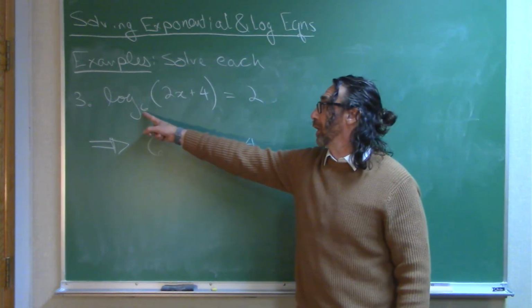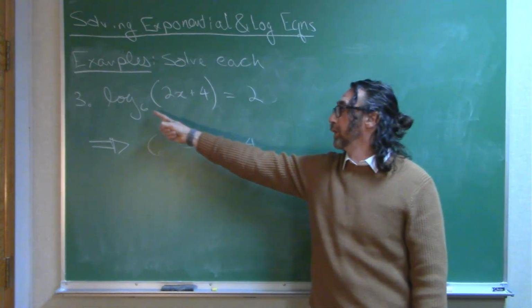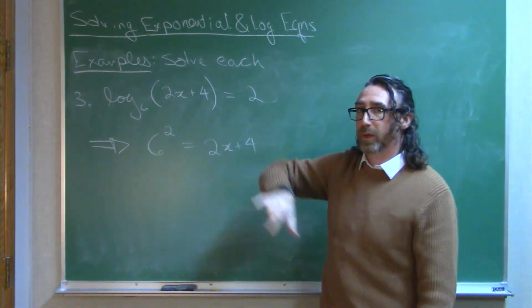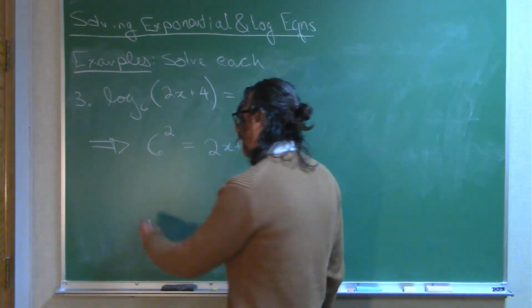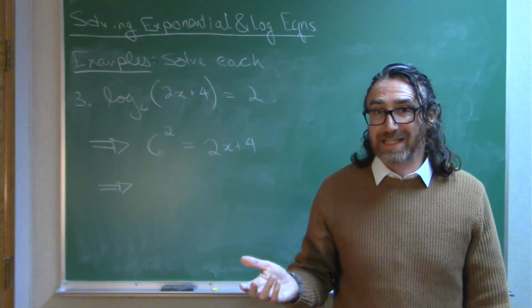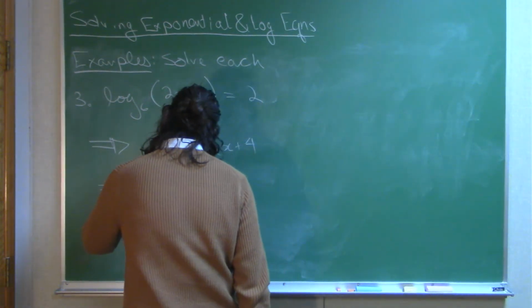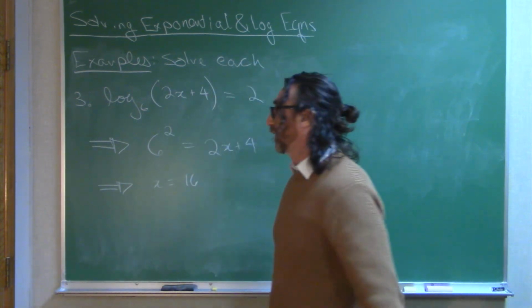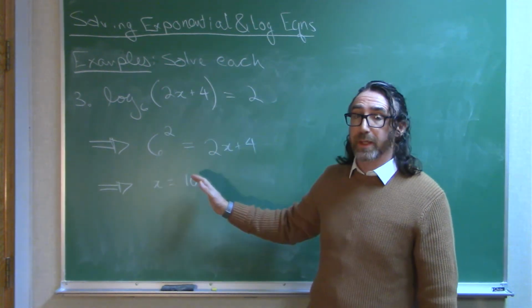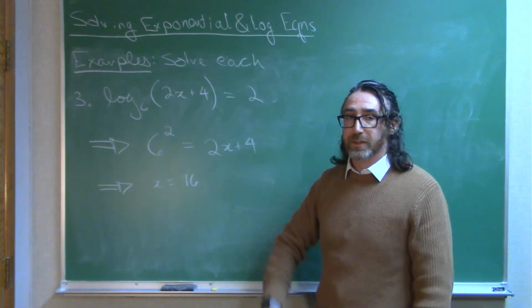Remember, base of the log always matches the base of the exponential function. The log tells you the power to use. So you're taking 6 to this power, 6 to the power 2, and you get whatever's in there. Okay, now it's just a matter of solving for x. We know 6 squared is 36. Subtract the 4, you've got 32. Divide by 2, you get 16. Okay, x equals 16. So by converting, we solved our equation with an unknown inside a log.